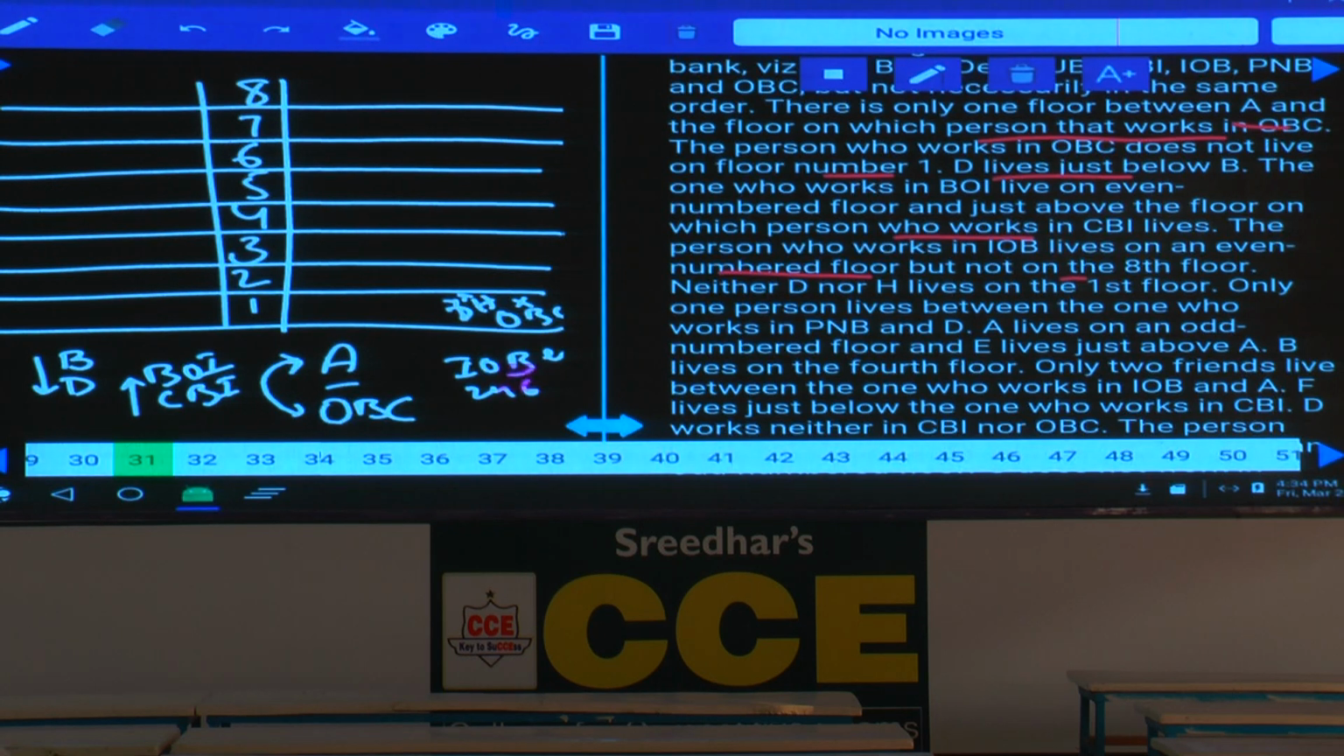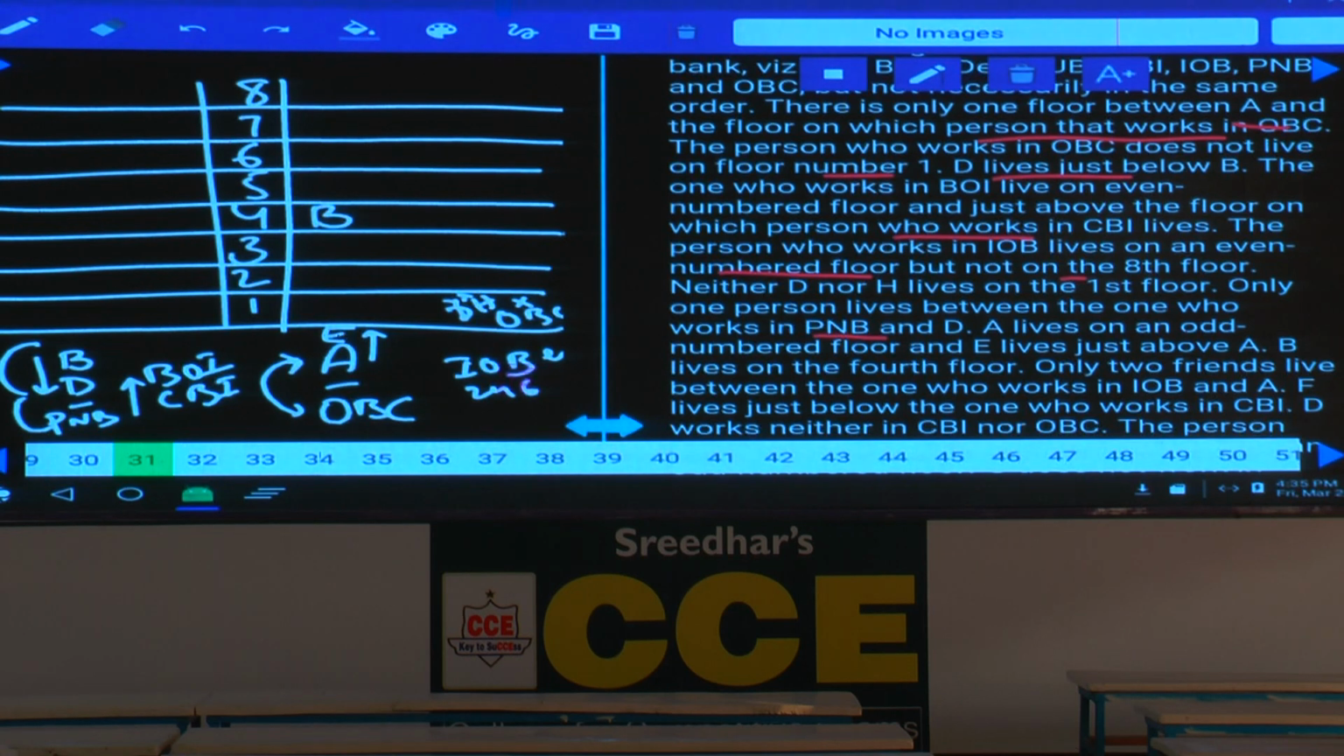Next one: only one person lives between the one who works in P and B, and D. Between P and B and D there must be exactly one person, hence P and B can be below this one or above this one. The next one: A lives on an odd number floor and E lives just above A, hence E and A must be together. A is on an odd number floor. Next, B lives on floor number 4. Now, B lives on the 4th floor.